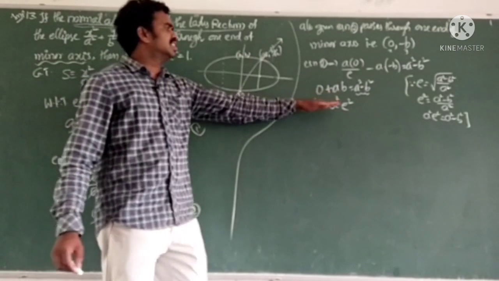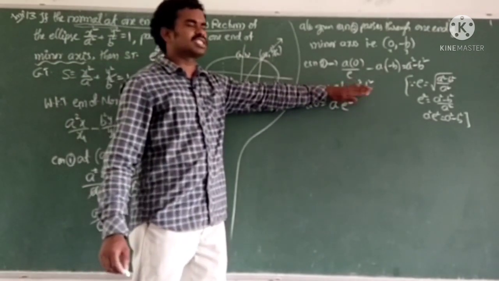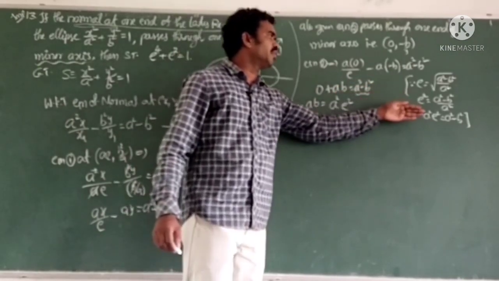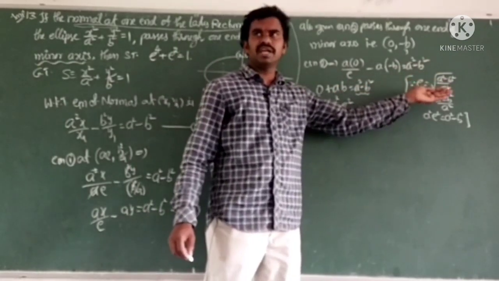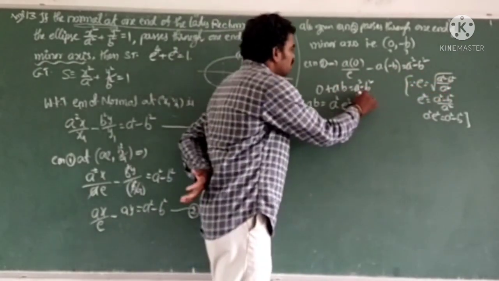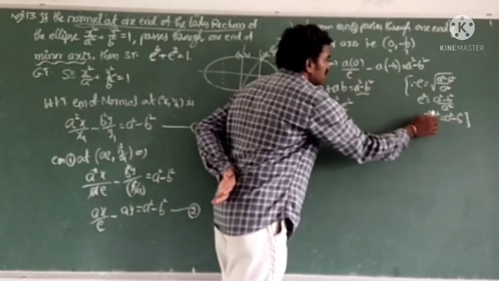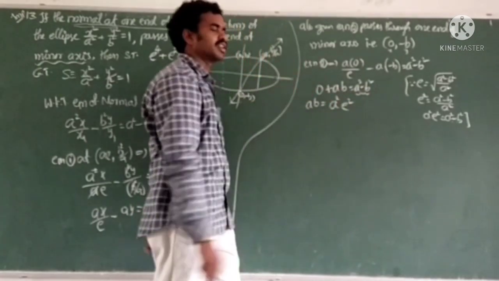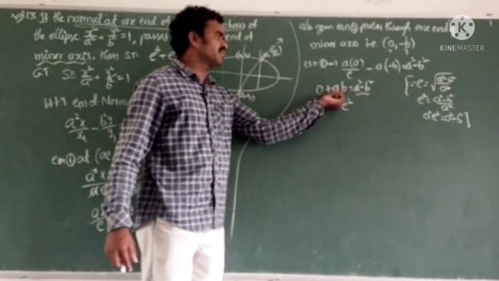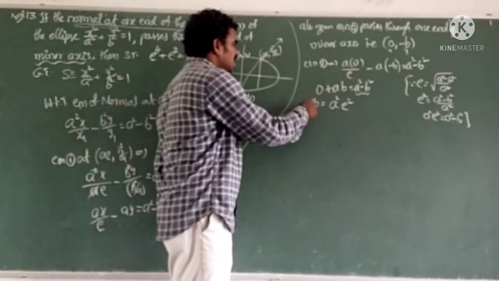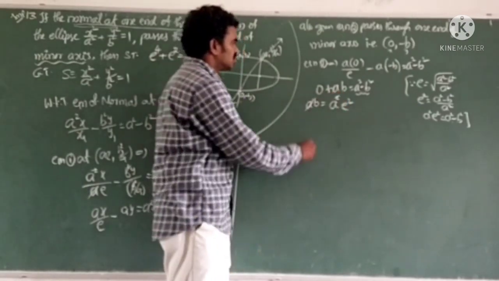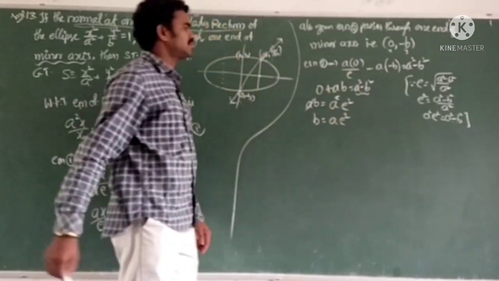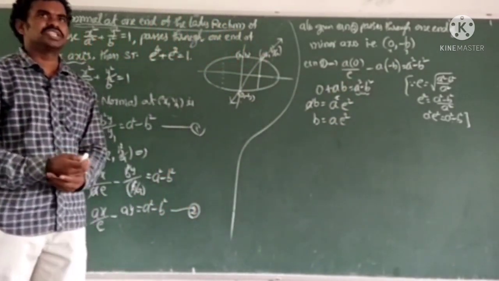So here, this is not completely in terms of e's; it is in terms of a and b's. Whatever formula we know in terms of e and in terms of a, we are converting. So a square minus b square means what? A square minus b square means a square e square. So instead of a square minus b square, I have written a square e square. So 0 means nothing, ab means ab. So now a square cancels. So we just get b equal to a into e square.